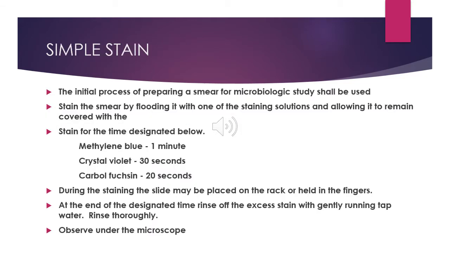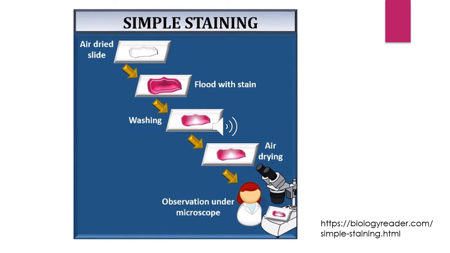So how do we do simple staining? Initially, we prepare a good bacterial smear. Afterwards, you may flood the smear with any of the following stains such as methylene blue, crystal violet, or carbol fuchsin. After applying these stains or dyes, the slide is placed on a rack and then washed with water to rinse off excess stain or dye, and then observed under the microscope. This shows you the simple process of doing a simple stain.